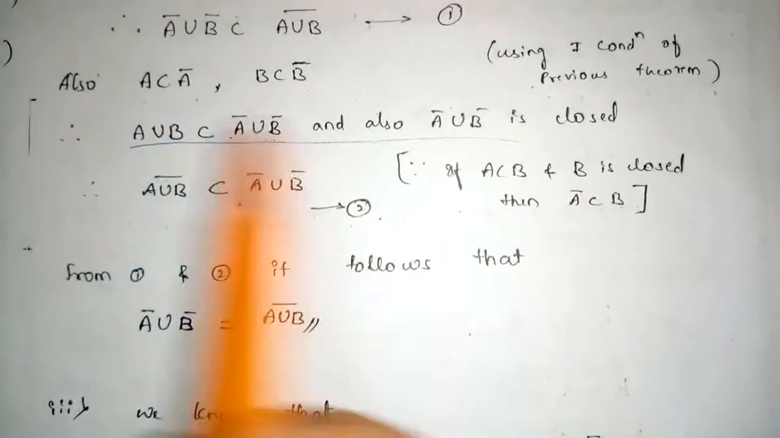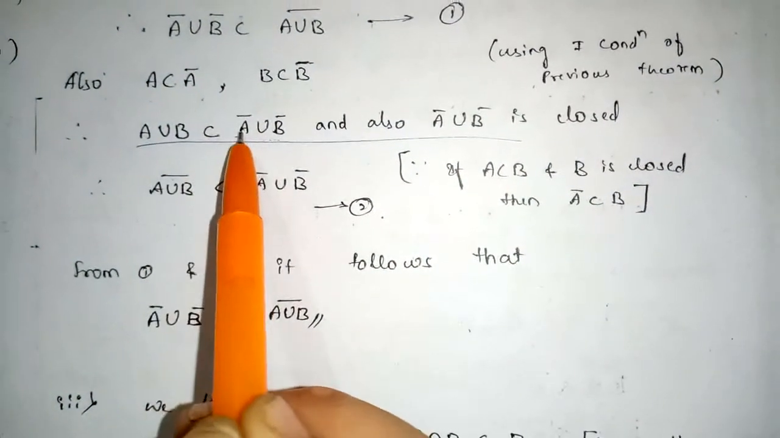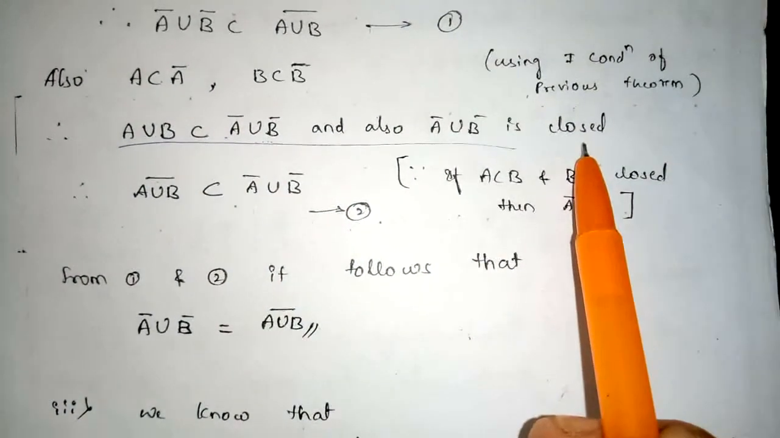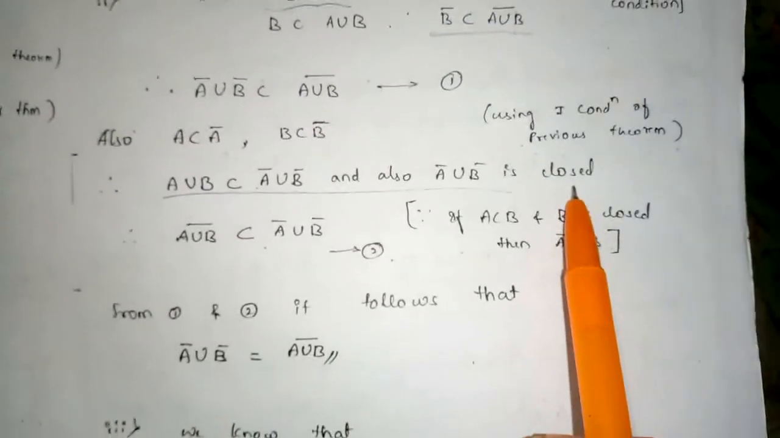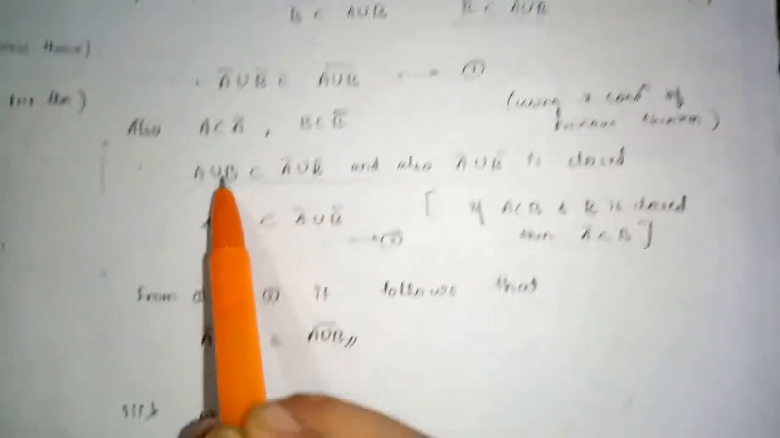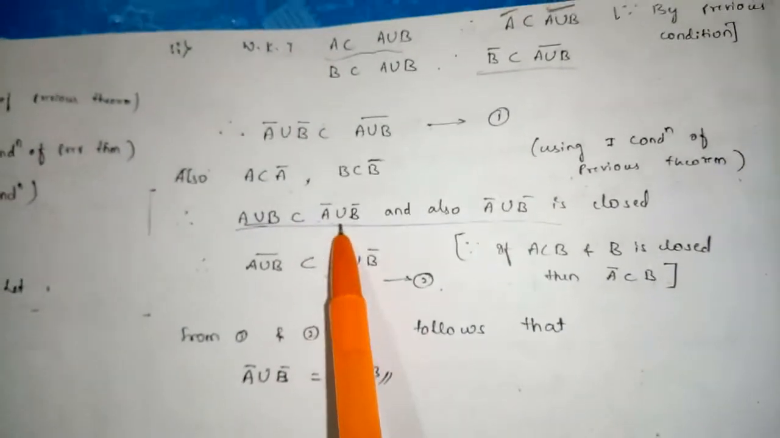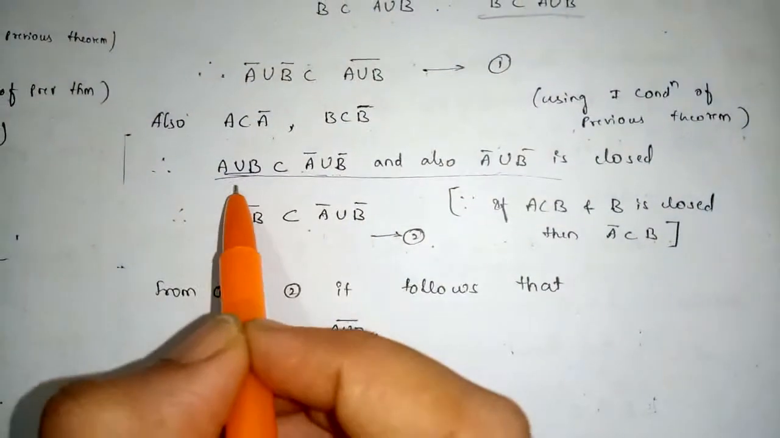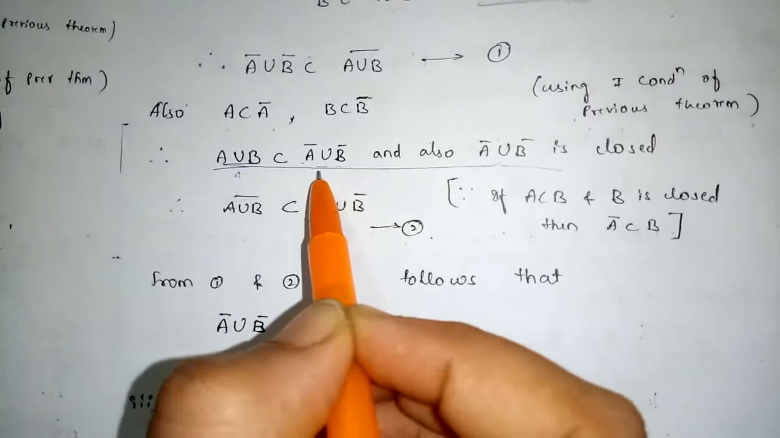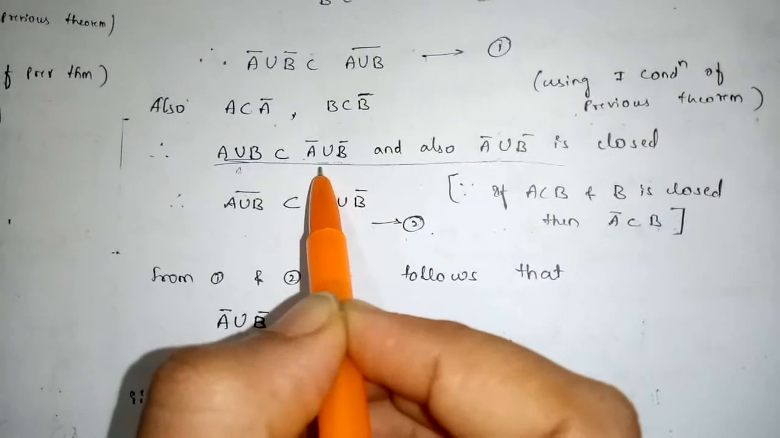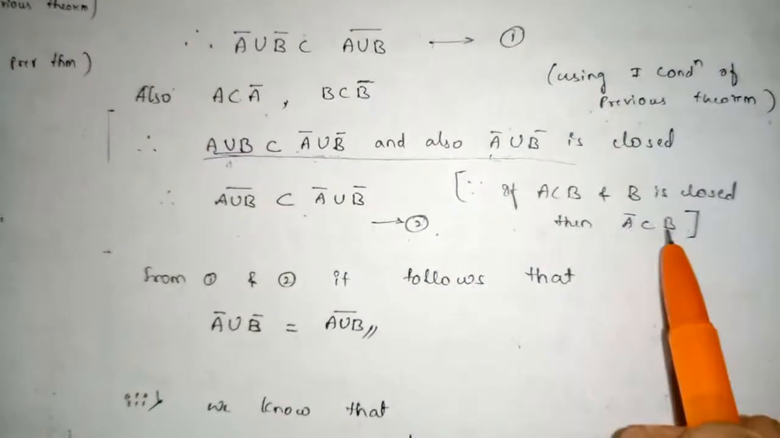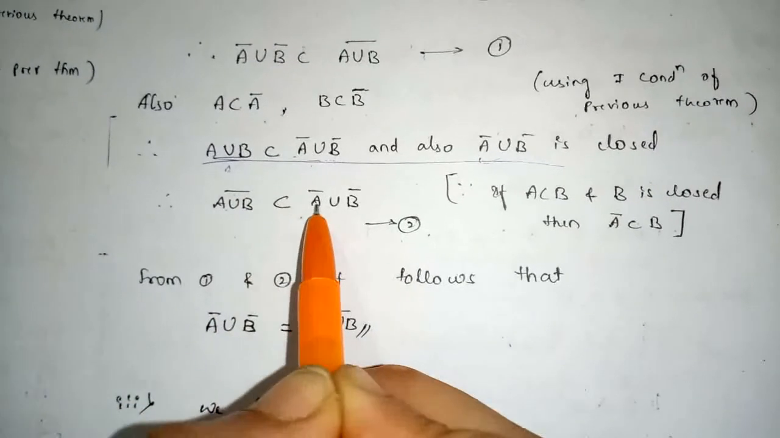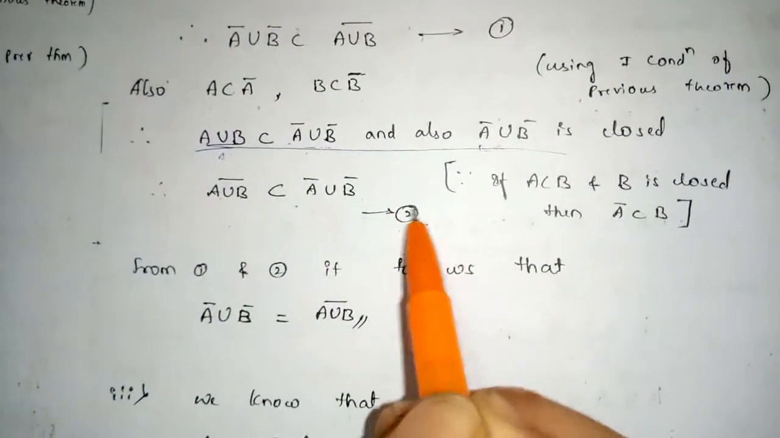Observe this statement. A union B is a subset of A bar union B bar and also A bar union B bar is closed. By using the third property of the previous theorem, that is, A is a subset of B and B is closed, then A bar is a subset of B. In the place of A, A union B is present, in the place of B, A bar union B bar is present. Here B is closed. Therefore, by applying this property, (A union B) bar is a subset of A bar union B bar. Take as equation 2.